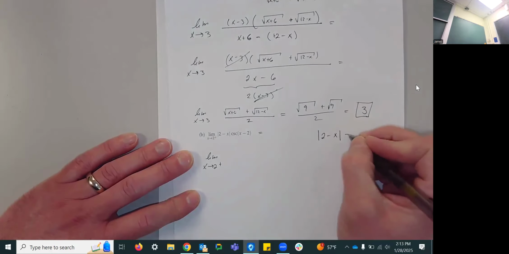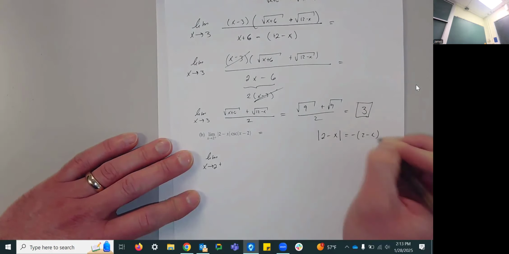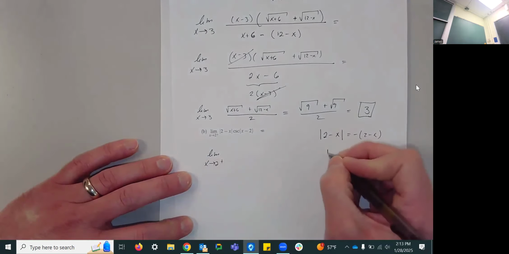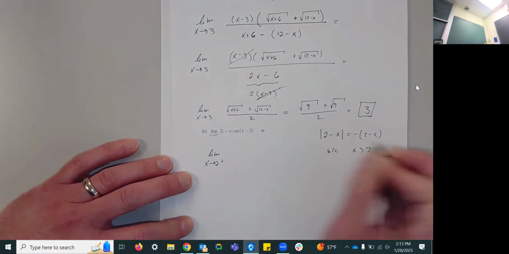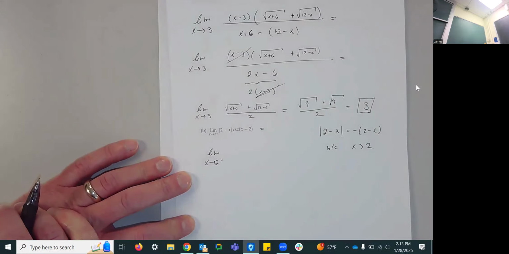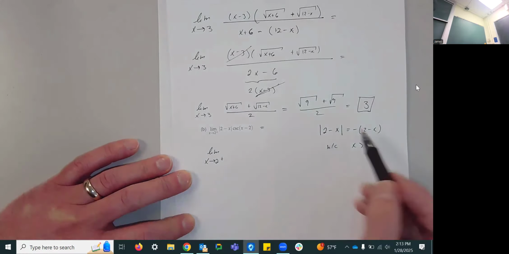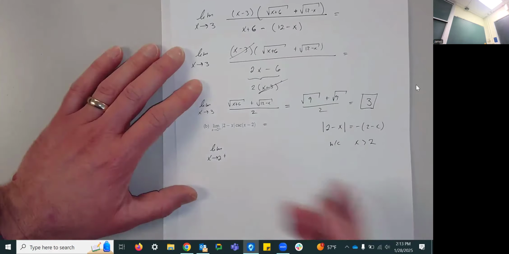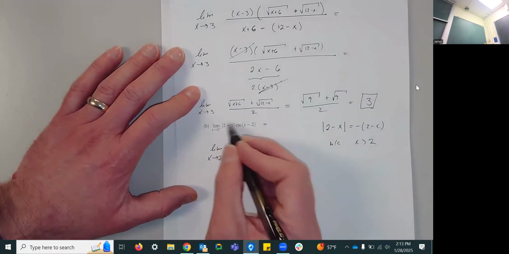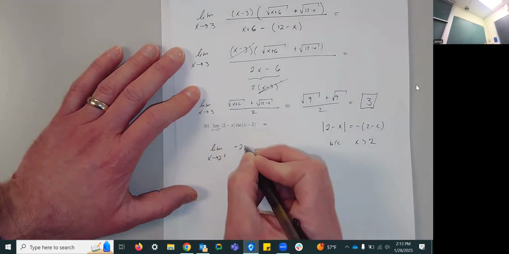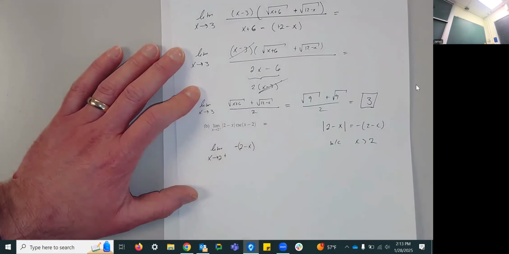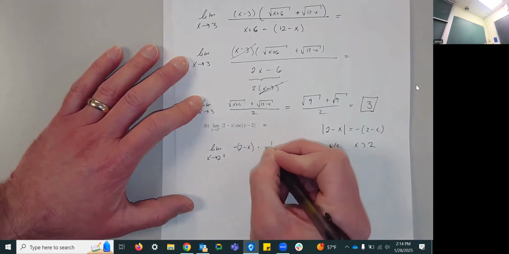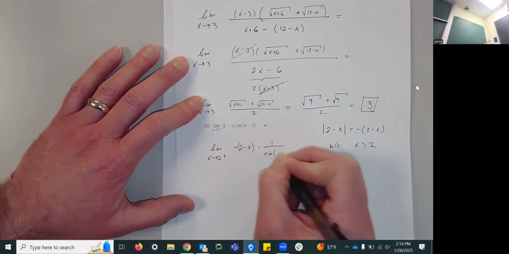It's going to be the negative of 2 minus x, because x is larger than 2. If you pick a number bigger than 2, like 5, 2 minus 5 is negative 3, and the negative of negative 3 is positive 3, so it totally works. Okay, so here's where we're going to go with this. We're going to replace the absolute value of 2 minus x with negative (2 minus x), and I'm going to rewrite cosecant of x minus 2 as 1 over sine of x minus 2.